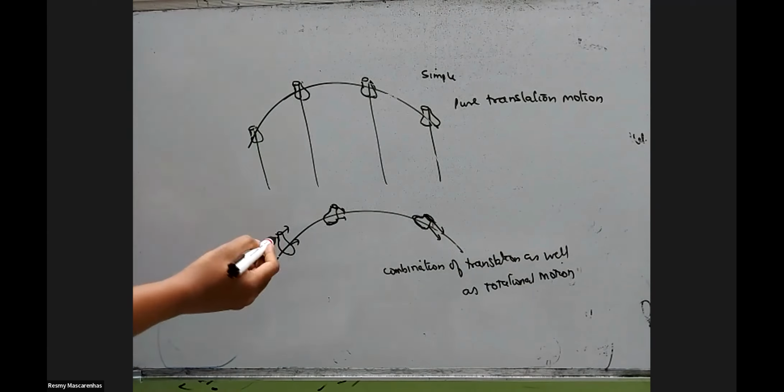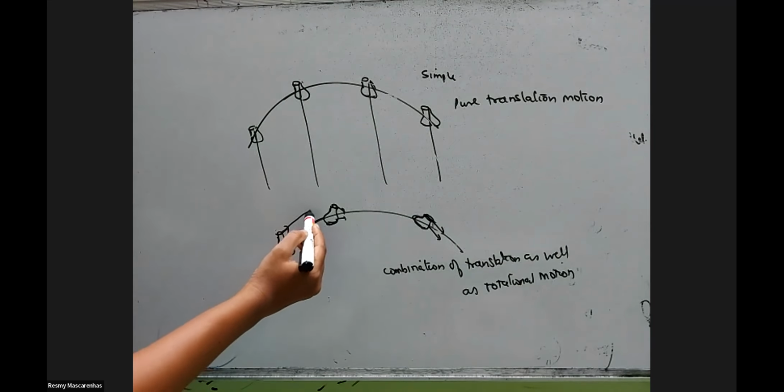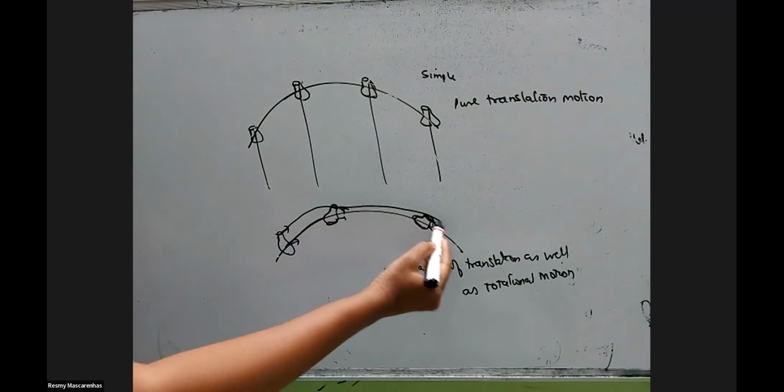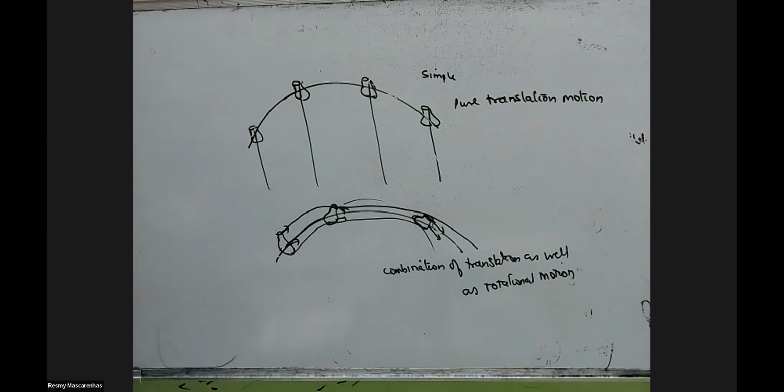If you actually go to see the path which the bottle has followed, every particle must have followed a different path. This particle must have followed this, but this other particle, from where to where it reached, it must have reached somewhere like this. So it becomes very difficult to calculate every single particle here.